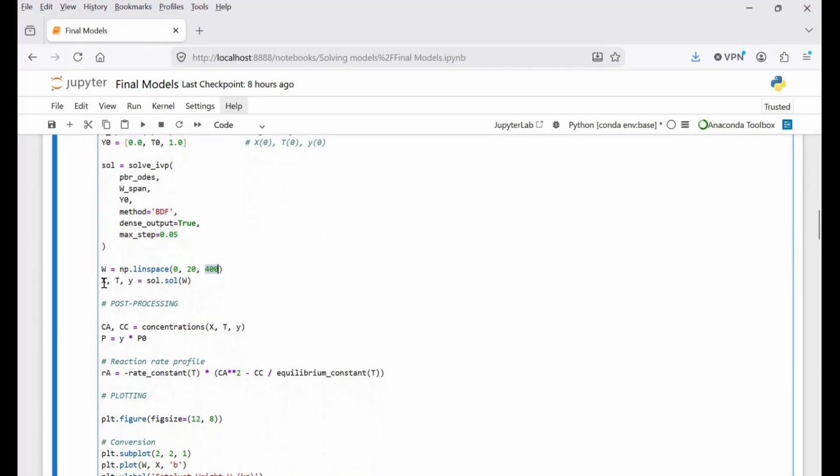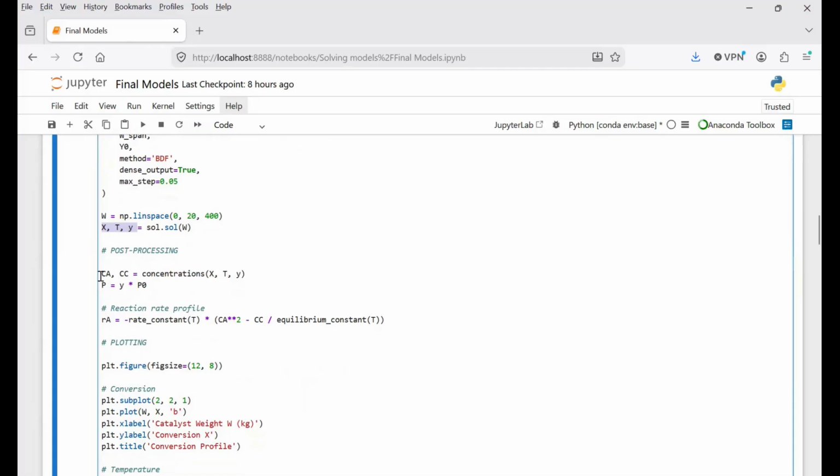Okay. And then we extract the solution. We extract the solution from solve.sol, then bracket W, this is how you extract the solution and you unpack those variables, X, T, and Y. After that, we can then calculate the concentration from the function. Now we already have the X, T, and Y at different values of W. And then, what we are trying to do is extract these X, T, and Y at those different points that we have.